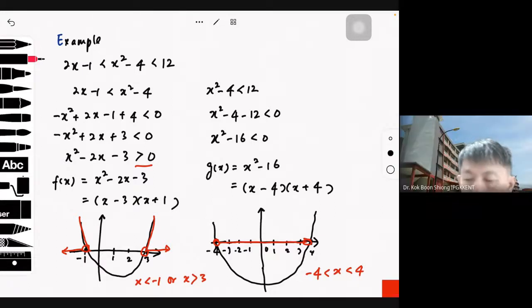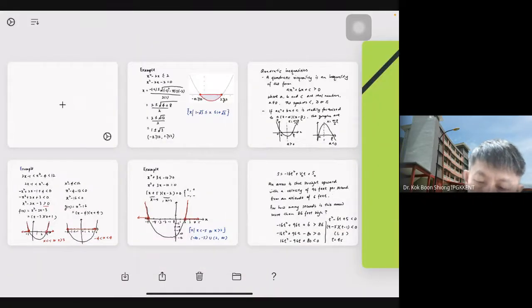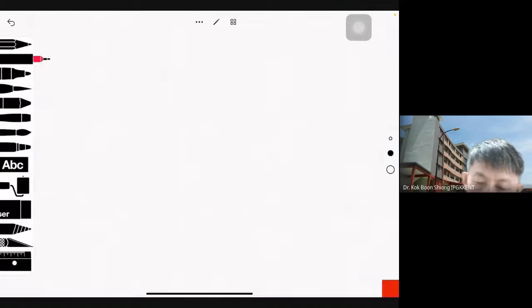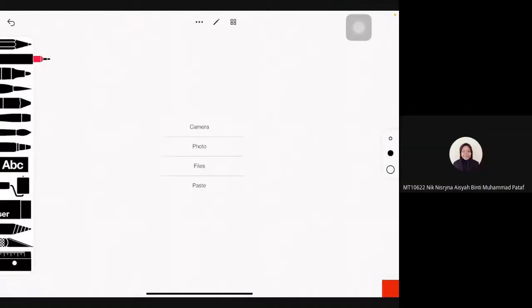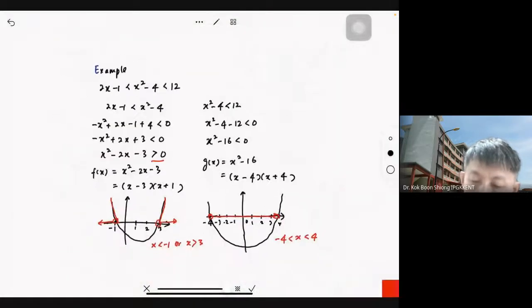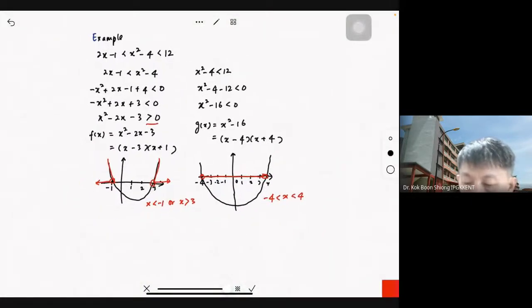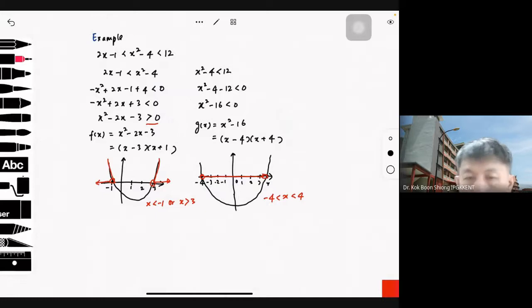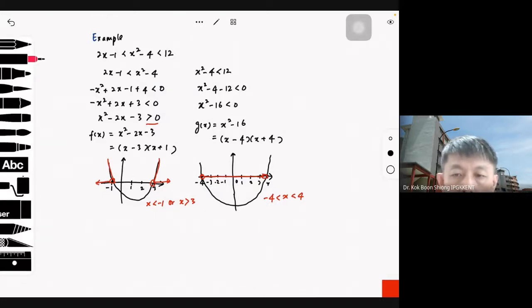Any questions? Do you have any questions? No question so far. Okay, we haven't finished. Now we have two different solutions, so we need to merge the two graphs.